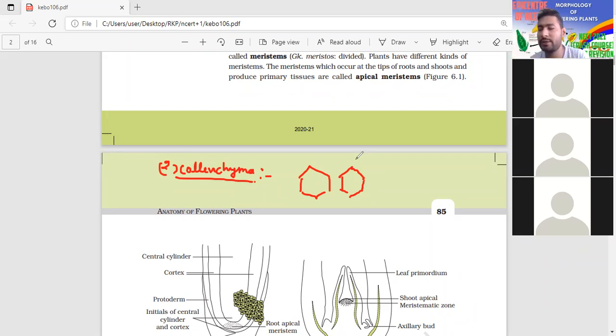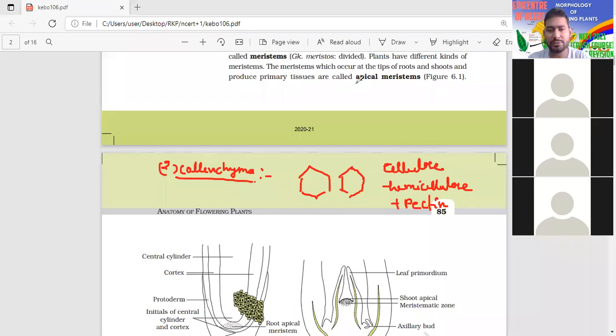What is the reason? I already told you. Here, along with the deposition of cellulose, hemicellulose and pectin are also there. Cellulose, hemicellulose, and pectin are present. Due to the deposition of pectin, what happened? The cells have uneven thickening, not throughout the surface.